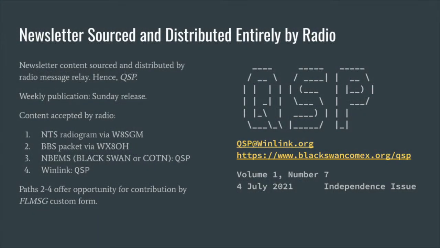Contributions to the newsletter can be made using any common amateur radio messaging system, including the National Traffic System NTS and Radio Relay International Nets, Packet BBS systems with routing into Ohio, narrowband emergency management software NBEMS capable nets that can reach the Black Swan or Central Ohio Traffic Net, and also, of course, Winlink.